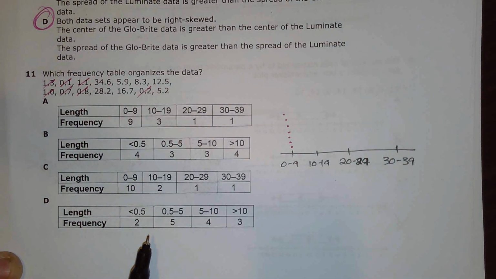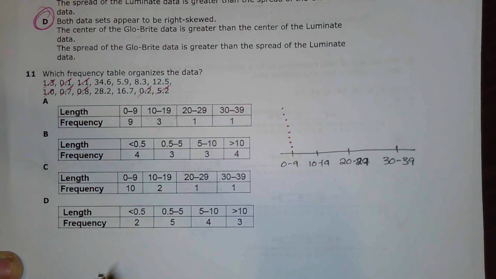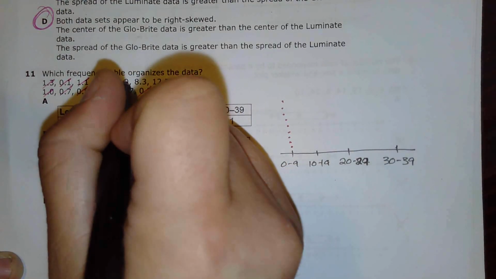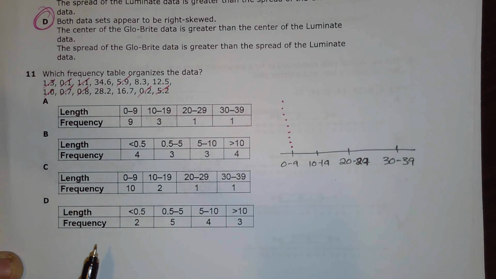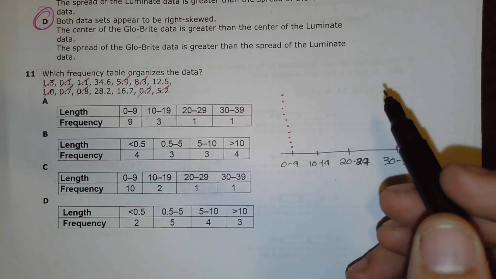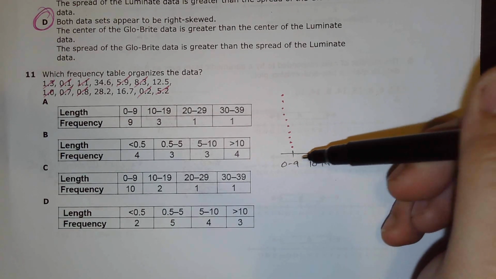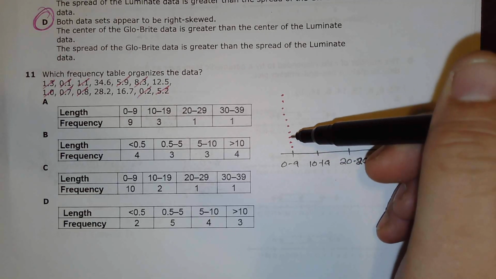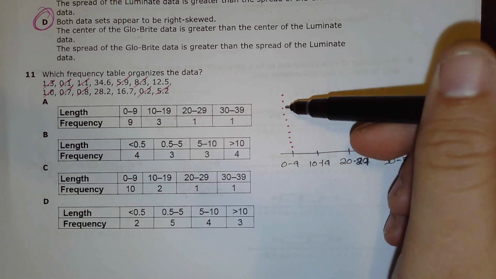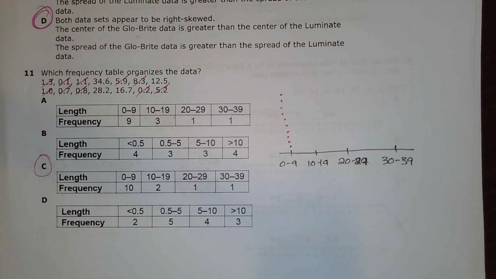What else? I have 5.2. That's another one between 0 and 9. 5.9 is another one between 0 and 9. And 8.3, that's another one between 0 and 9. So basically, I'm just looking at the values, right? How often did this particular range take place? 1, 2, 3, 4, 5, 6, 7, 8, 9, 10. The only answer choice that matches that frequency is going to be this one here.